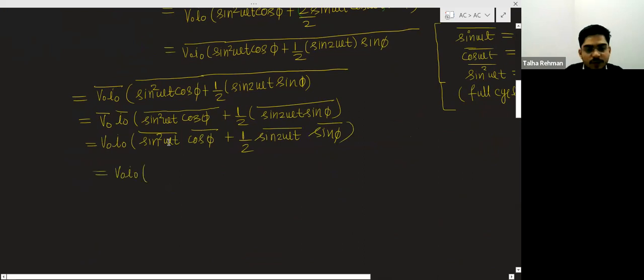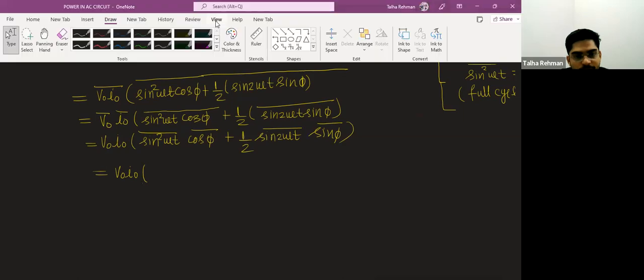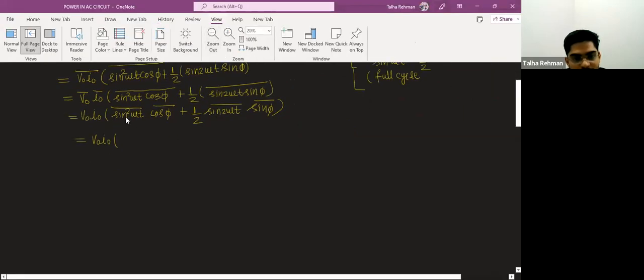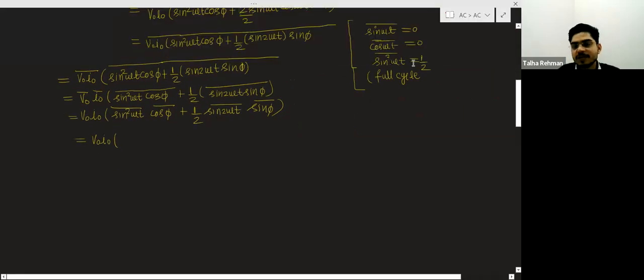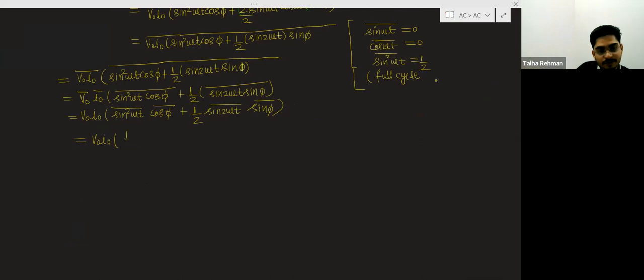Now what is the meaning of bar of sin square omega t? It means the average value of sin square omega t for a full cycle. See, bar of sin square omega t is equal to half. This is the shortcut that I have told you. So here I will write half.